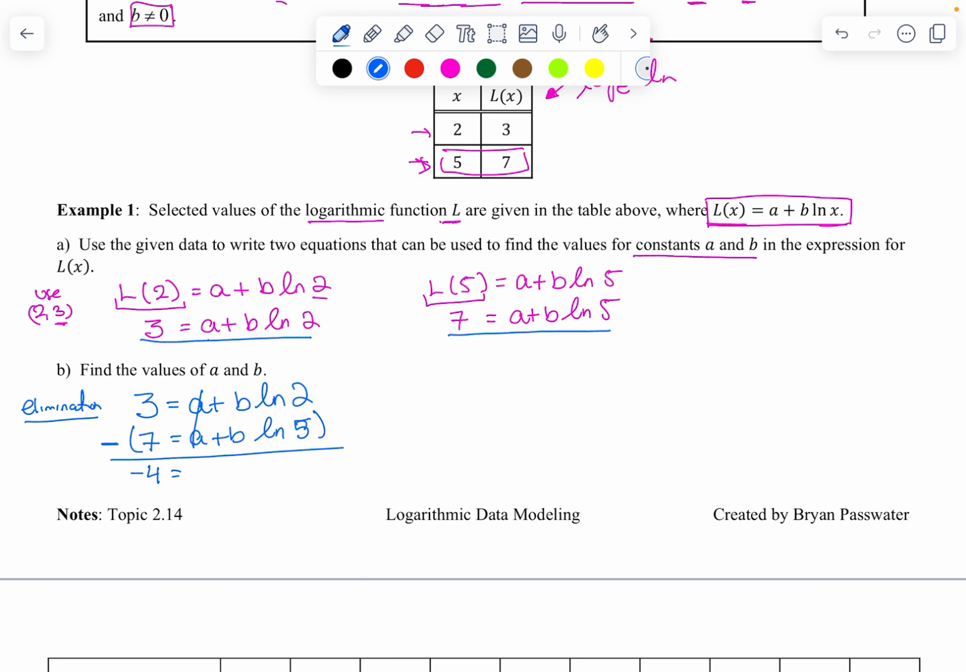That's the idea of elimination. And then you're left with b ln of 2 minus b ln of 5. So b ln of 2 minus b ln of 5. Can't really combine these yet. All right. Now we're going to take this part of the equation and we're going to do the next step. We want to solve for b, right? So because there's a b in both of these terms, I'm going to factor out the b. So I got b times ln of 2 minus ln of 5 equals -4.